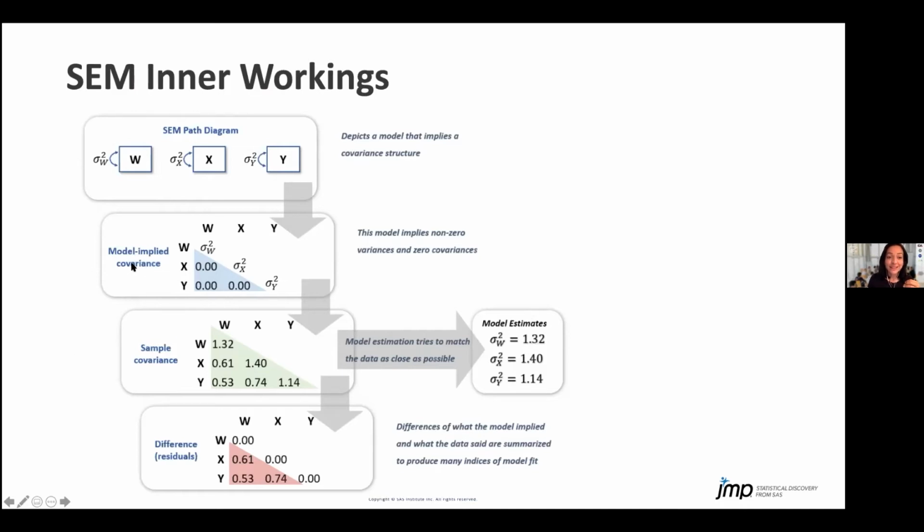We can then look at the difference between the model implied covariance and the sample covariance. It's that difference that tells us how good or bad we did in fitting our model, right? That difference becomes the residuals. So remember in the previous slide, when I said that the residuals are with respect to the covariance matrix, this is exactly what I was referring to: we assess the fit of the model by looking at those residuals, which is simply the difference between what the model implies and what our sample covariance matrix has.